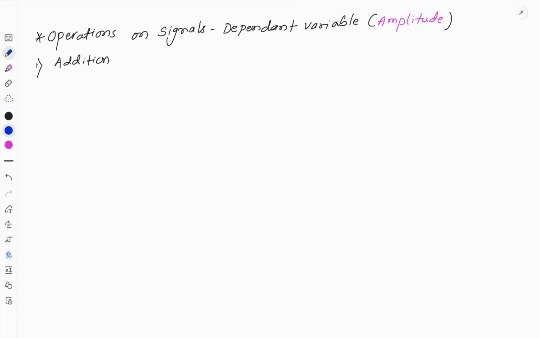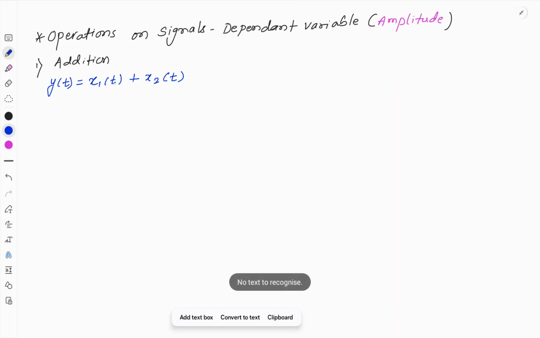Let's say we have two signals, x1 of t and x2 of t. This operation will be denoted as x1 of t plus x2 of t, and this signal will be our resultant signal, let's say y of t. Remember, whenever we go with addition, we add the amplitudes of the signals at corresponding time instances. So if I say t equal to 5, I will be adding the amplitude of the x1 signal at t equal to 5 with the amplitude of the x2 signal at t equal to 5.